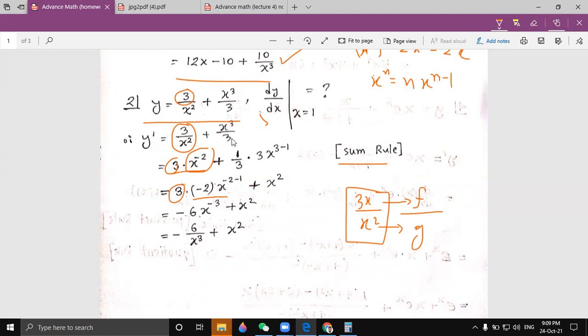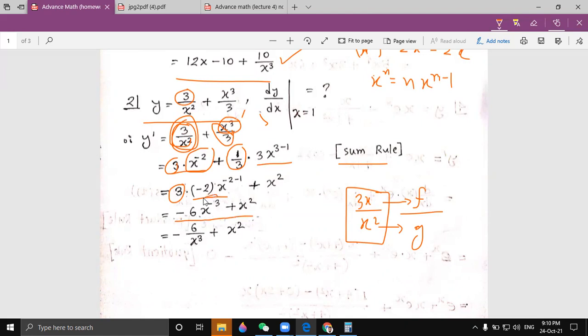And you can see here, we have 1 by 3, right? So we keep 1 by 3 out of here, and then we get x to the power 3. So we have to differentiate this x to the power 3. That means it will make 3x to the power 3 minus 1, the same way as we did here. So now we will get minus 6x to the power minus 3 and x squared.